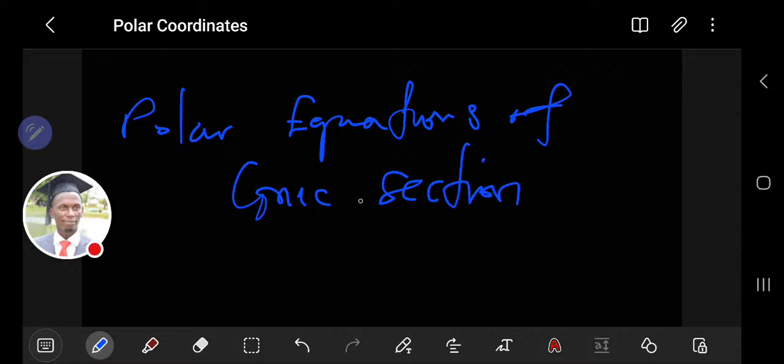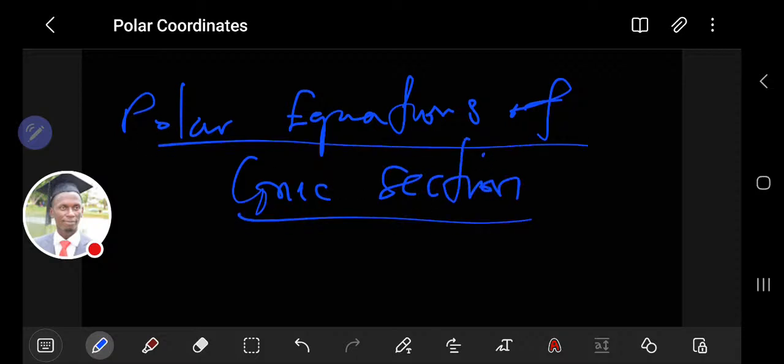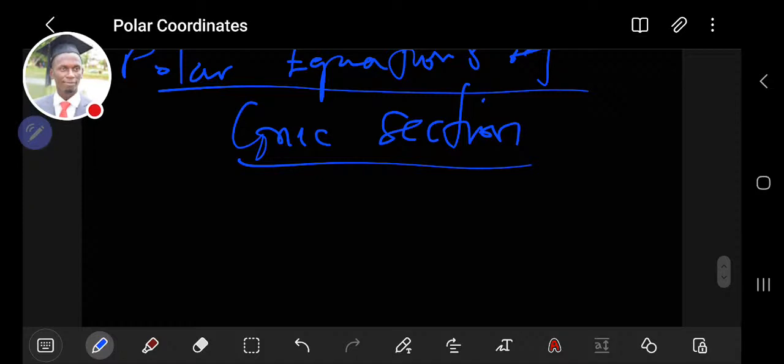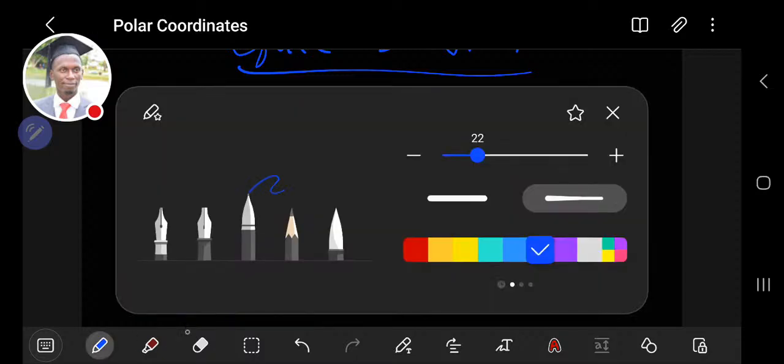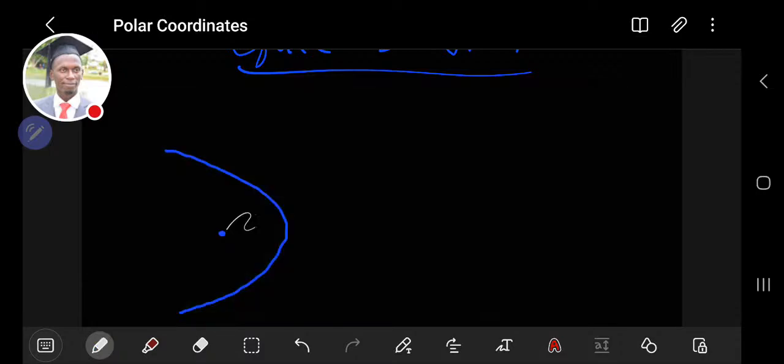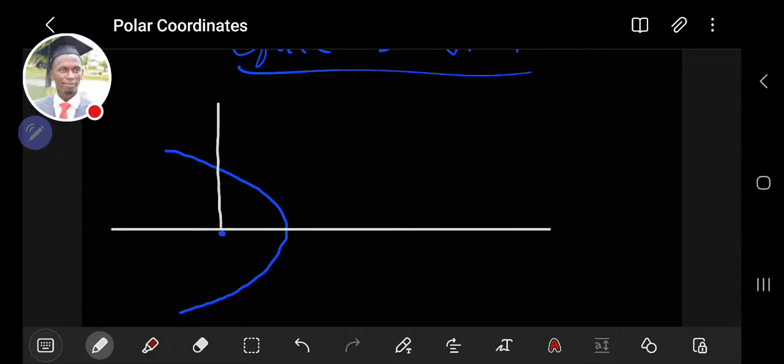Now, how do we approach them? Well, the easiest way to actually understand what is happening here is to start with a parabola. If you have a parabola of this nature that opens to the left, we pick the focus to be somewhere here. And we're going to deliberately assign this focus to be at the origin of this parabola.